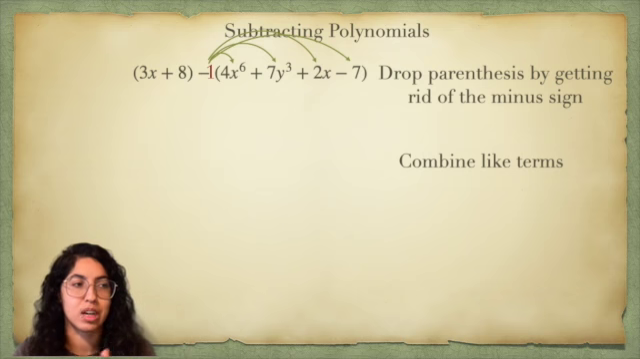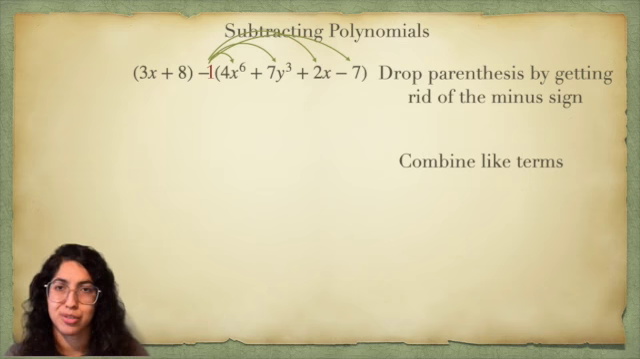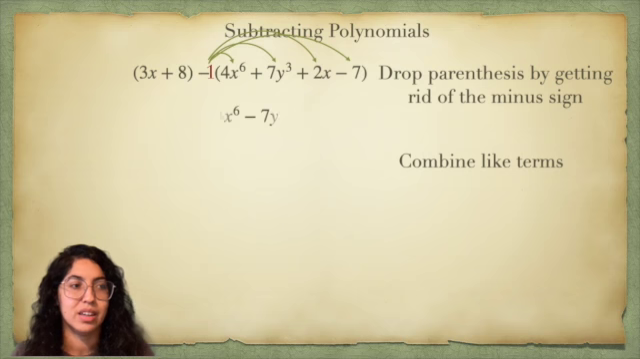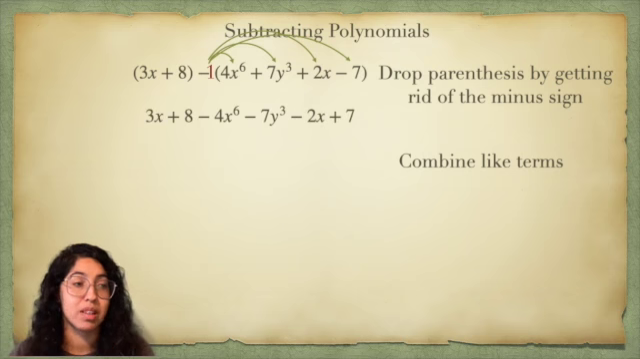Okay, so we're gonna put a negative 1 and we're going to distribute this to everything in the parentheses. So negative 1 times 4x⁶, negative 1 times 7y³, negative 1 times 2x, negative 1 times negative 7. Notice I did not do negative 1 times 3x and negative 1 times 8. It only goes to anything after, not anything in front. So then notice I dropped my parentheses on that first one because I don't need them. There's nothing in front. So 3x + 8 − 4x⁶ − 7y³ − 2x + 7.